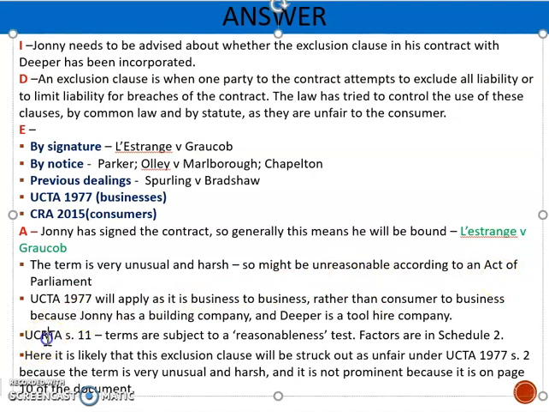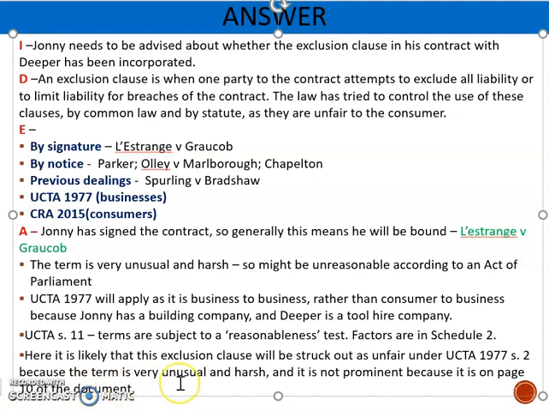I've looked at UCTA section 11, which says it must be reasonable and the factors to consider are in schedule 2. Here it's likely the exclusion clause will be struck out as unfair because it's very unusual and harsh. We were told that in the scenario. And I've also made the point that it's not prominent, it's not been pointed out clearly to Jonny because it appears in page 10 of a very lengthy document.